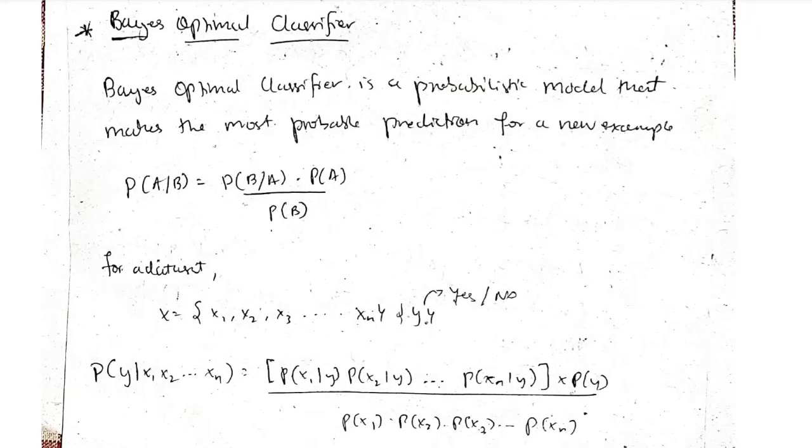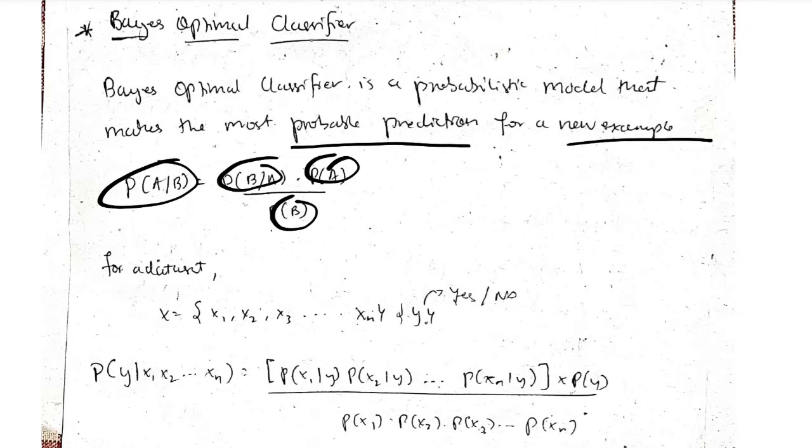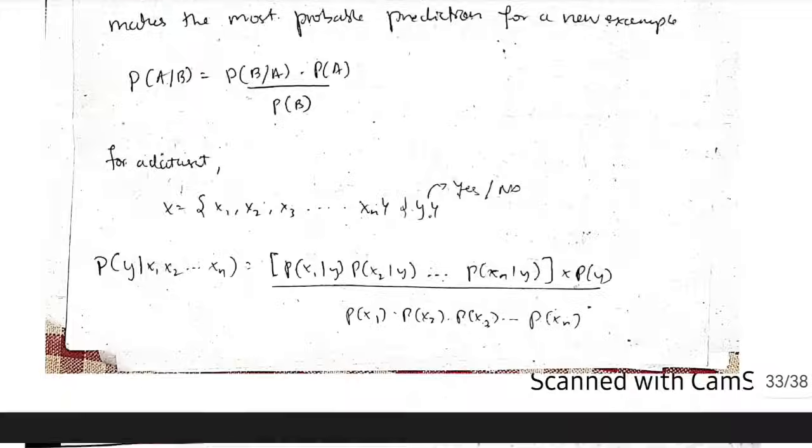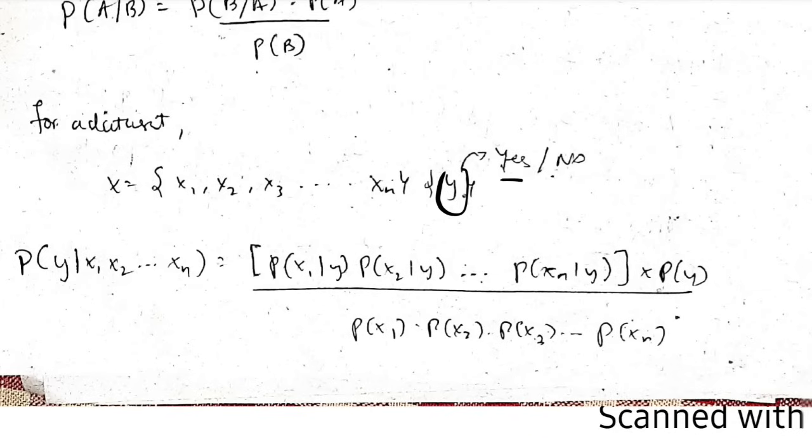The Bayes optimal classifier is just a variation of the naive Bayes classifier. Here we get the most probable prediction for a new example. P(A|B) = P(B|A) P(A) / P(B). This is the general formula. For any dataset, we have x1, x2, x3 as the attributes, and y, yes or no, as the output or target function. So we can write this in this form.